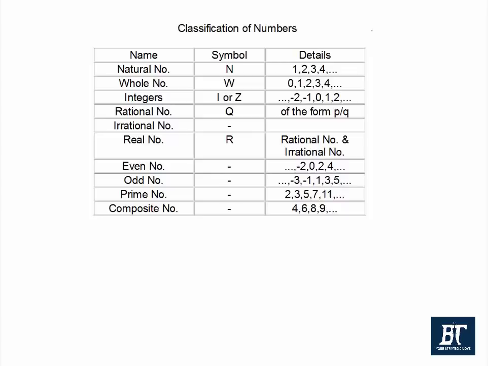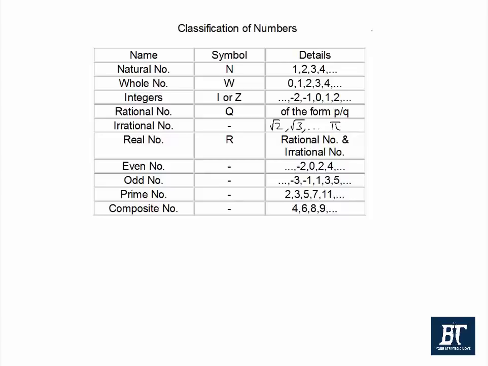Numbers can be classified into multiple types. If you look at the table, the first column represents the various types. The second column represents the symbols which are used to represent these types, and these are their examples. Examples of irrational numbers are root 2, root 3, etc. Pi is also an irrational number.